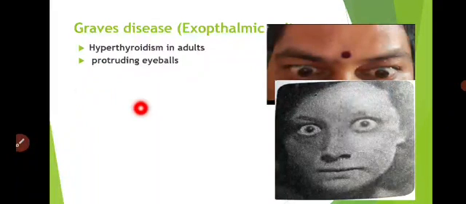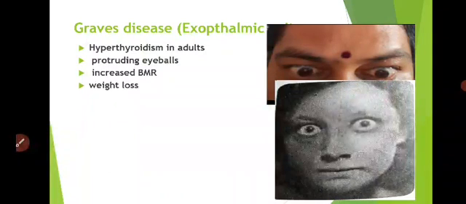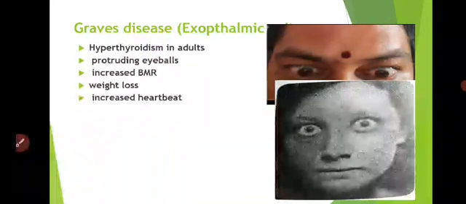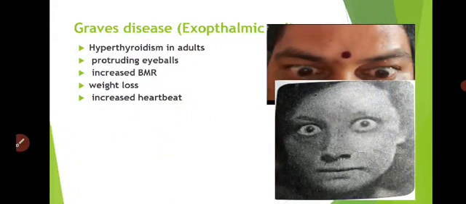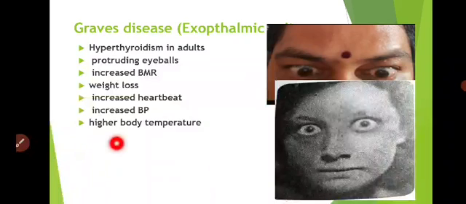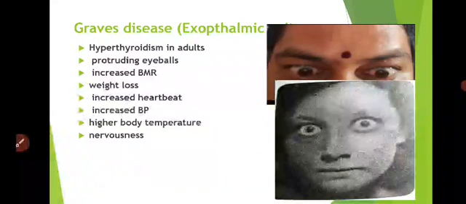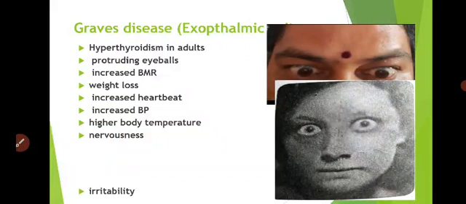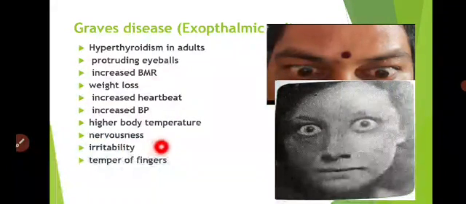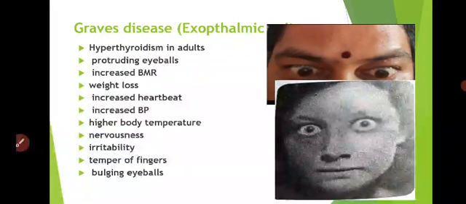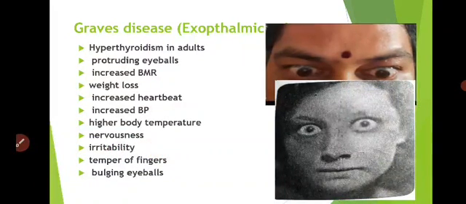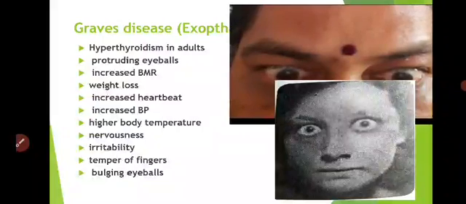Here the hyperthyroidism in adults: protruding eyeballs, increased BMR, weight loss, increased heartbeat, increased blood pressure, higher body temperature, nervousness, irritability, tremor of fingers. Bulging eyeballs is an example of hyperthyroidism.